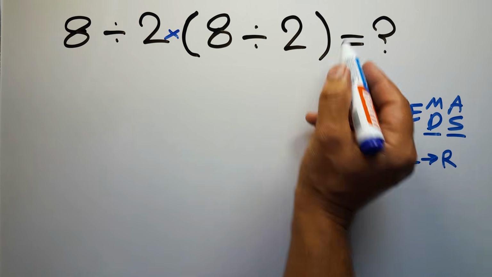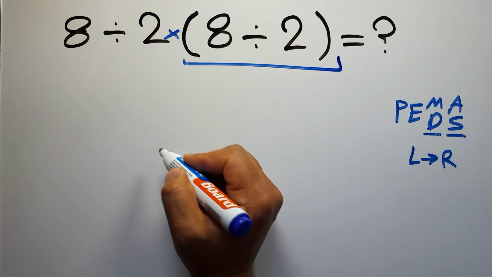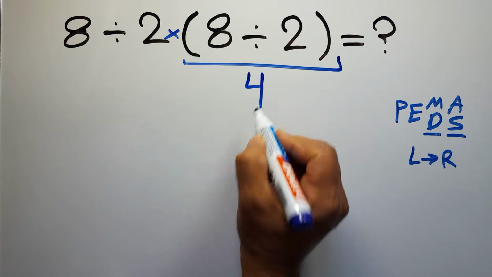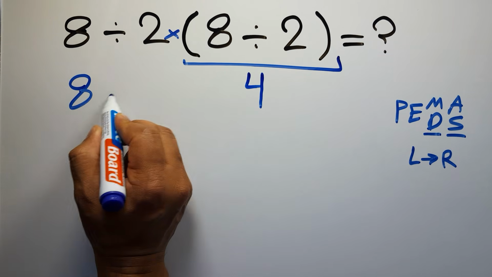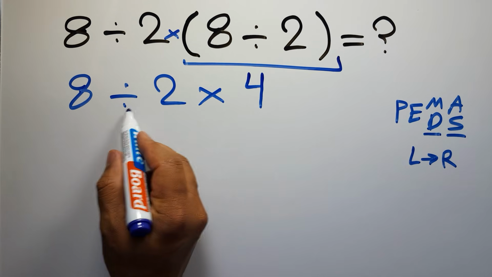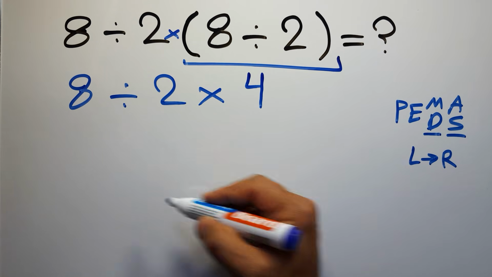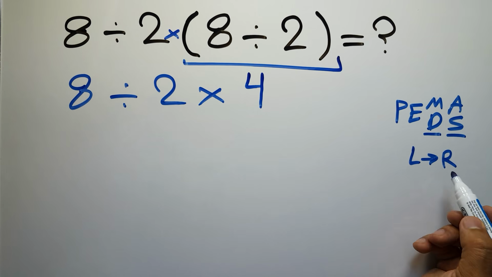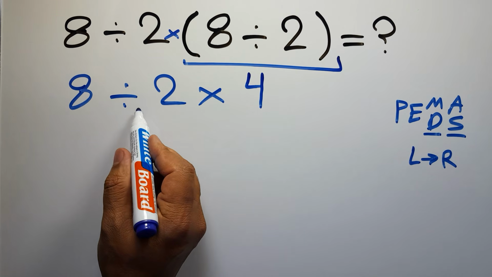So first we have to do this parentheses. Inside this parentheses we have 8 divided by 2, which equals 4. So we have 8 divided by 2, then times 4. Now we have one division and one multiplication. As I said, multiplication and division have equal priority and we have to work from left to right. So here, first we have to do this division.